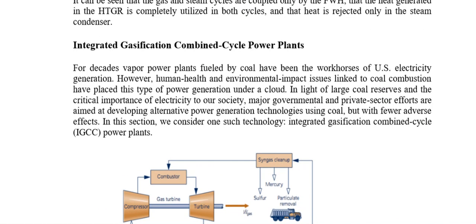Now, one of the most important topics nowadays is the IGCC, which is the Integrated Gasification Combined Cycle, if we are basing a power plant on that one. For over a century now, the vapor power plant has been fueled by coal, and coal is the workhorse of US electricity generation. Even if you look at UK electricity generation, still around 32% of the electric power is dominated by coal power.